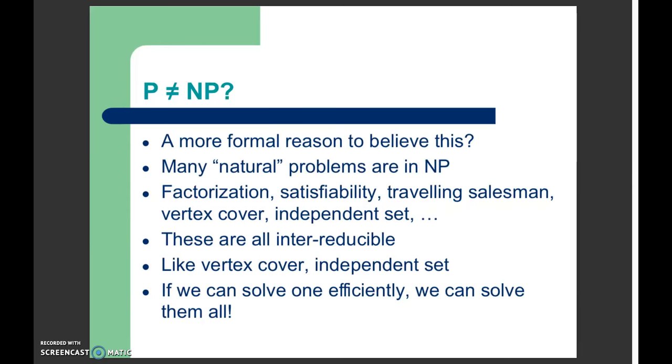A more formal reason to believe this is that many natural problems are in NP: factorization, satisfiability, traveling salesman, vertex cover, independent set, and so on are all in NP. These are all interreducible. Interreducible means that they are common. That is, if we get a solution to one of the problems, then we can get the solution of the others, like vertex cover and independent set. If we can solve one efficiently, we can solve them all.